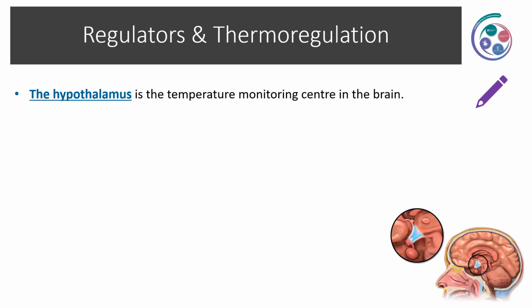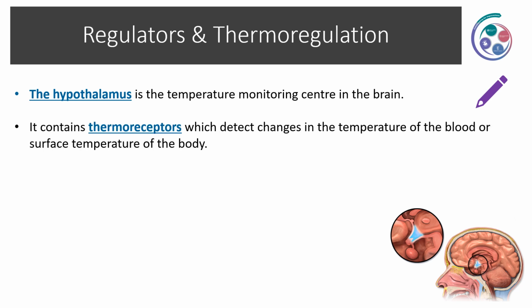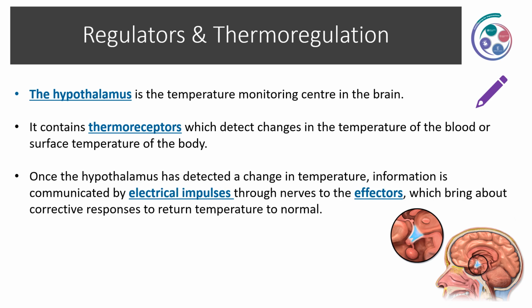How does your body detect then that your temperature has increased? The hypothalamus is the temperature monitoring centre inside your brain. The hypothalamus contains thermoreceptors. Thermoreceptors are responsible for detecting changes in the temperature of your blood or the surface temperature of your body. Once a change in temperature has been detected by the hypothalamus, information is then communicated by electrical impulses through your nerves to effectors. Effectors bring about a corrective response to return your temperature to normal.